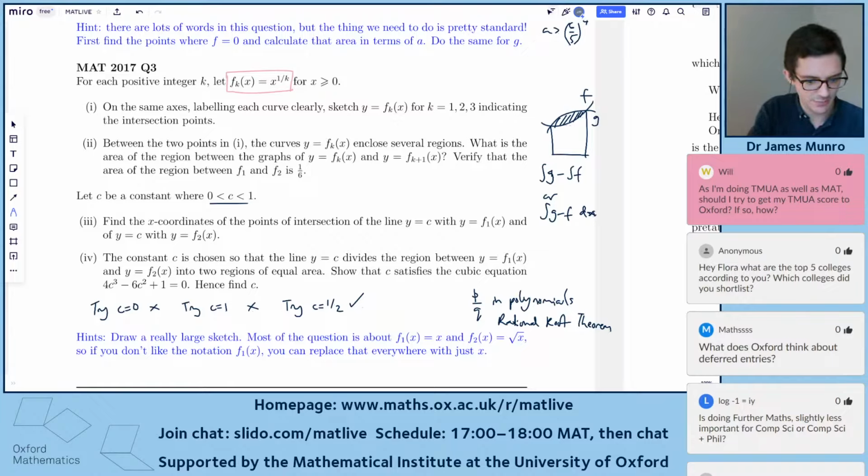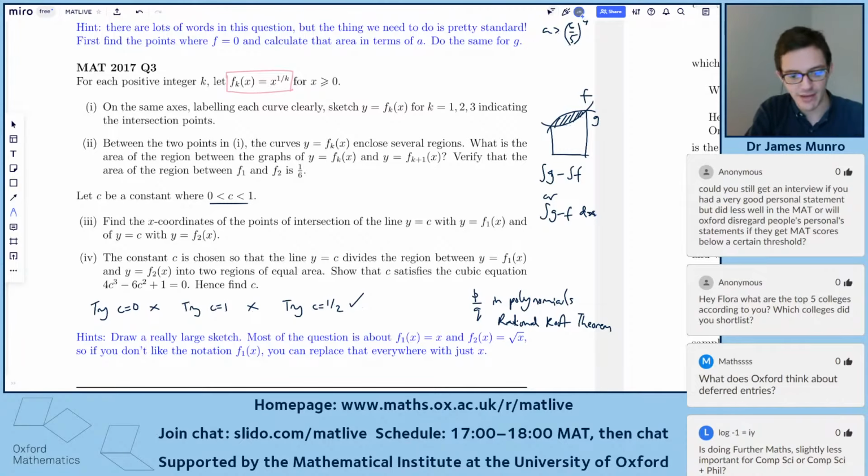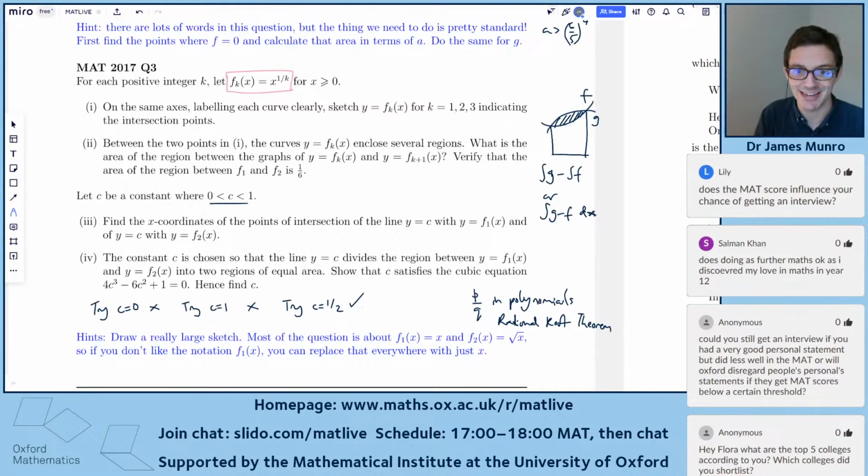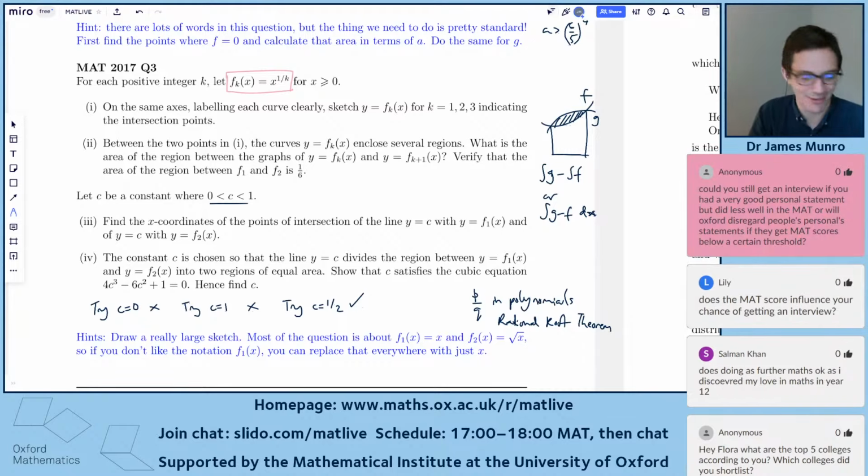Someone has asked about further maths again. Yeah, okay, if you discovered a love of maths in year 12, doing a bit of AS further mathematics is what I would usually recommend that people do. If you can, if you've got the opportunity, I think you'll really like it. It's got complex numbers in. So all these questions that people have been asking about complex numbers, some of them are answered in AS further maths. Exactly. Not all of them.